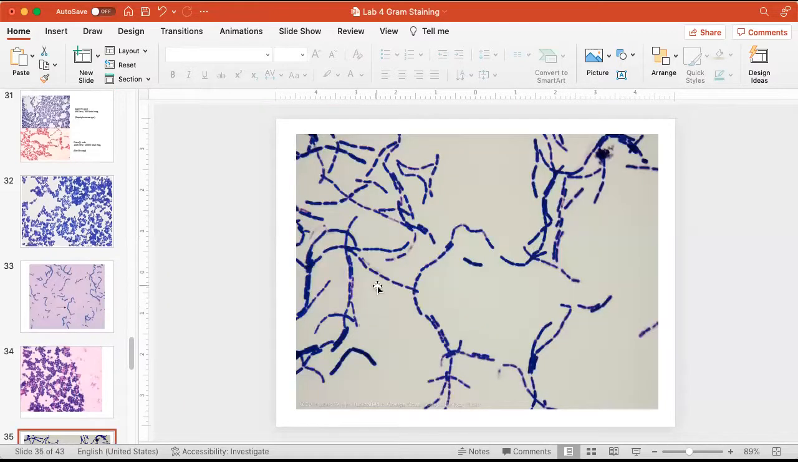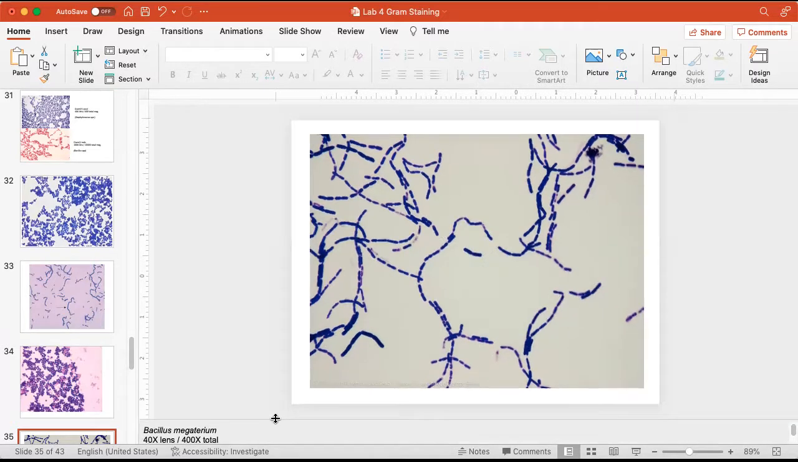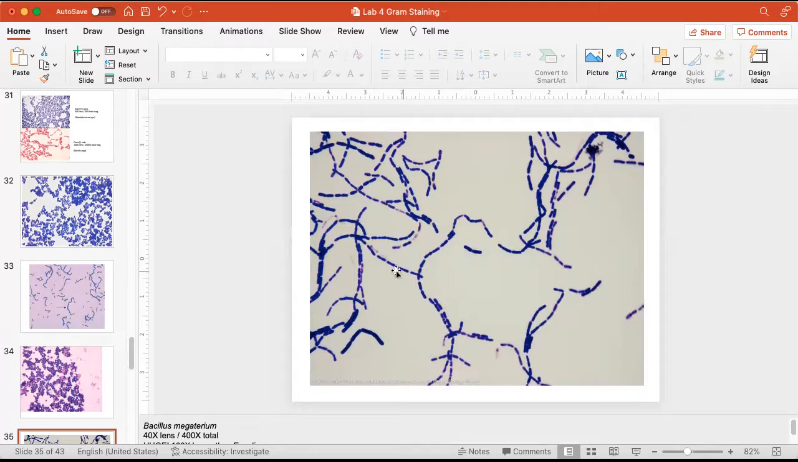These rods are huge. This is that organism called Bacillus megaterium. This is a giant rod. Just a big, big rod, and it's gram positive, and it likes to chain. So cocci are not the only bacteria that like to form chains.